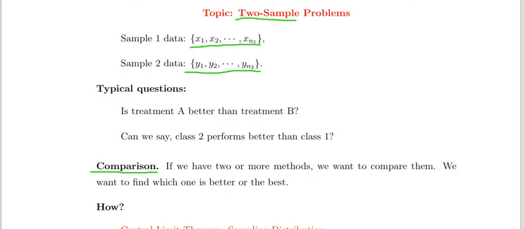A typical question: if we have two treatments, we check whether treatment A is better than treatment B. If we have two classes, we want to check whether class 2 is performing better than class 1. So comparison is a very common story in our daily life. If we have two people or two things, we always need to compare which one is better. So how can we compare in statistics?